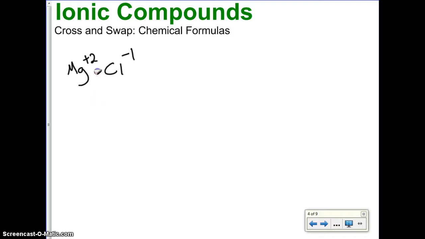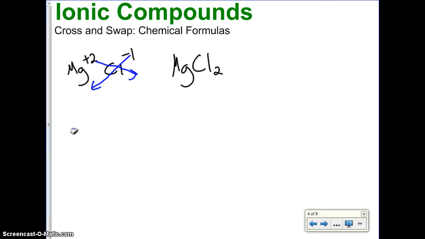They would cancel out. What we can do, though, instead of trying to look at the math, is the cross and swap method, which means this number is going to come down here, and this number is going to come down here. So we end up with a compound, Mg1, and we don't ever show the 1, Cl2, and we have the 2 there. Same can be done with just about anything else.